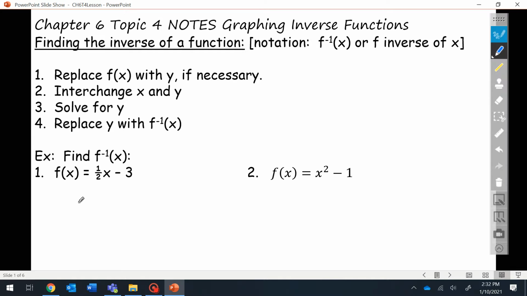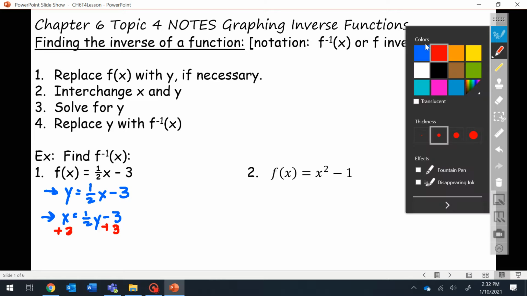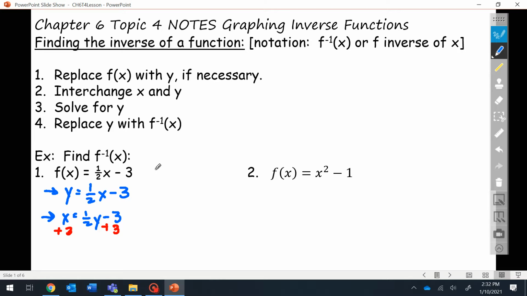Alright, so let's start with number 1, 1/2 x minus 3. So we'll start by writing it as y. And then we will switch the x and y, so it becomes x equals 1/2 y minus 3. And then we'll solve this equation for y. So we'll add 3, which gives us x plus 3 equals 1/2 y.